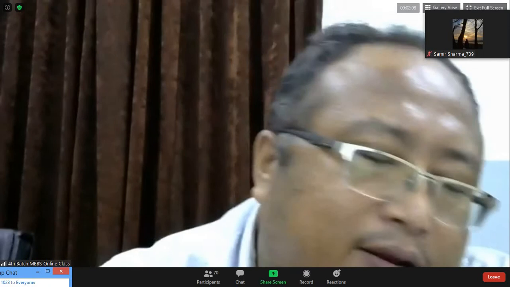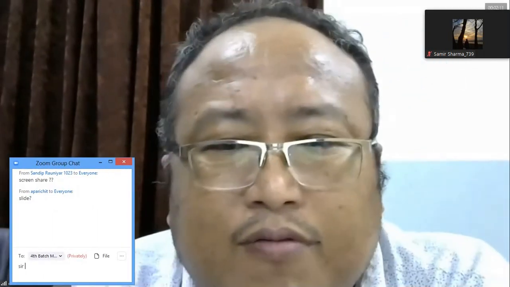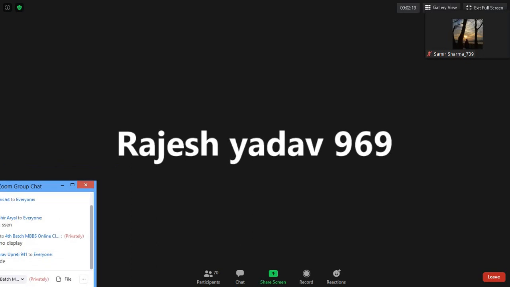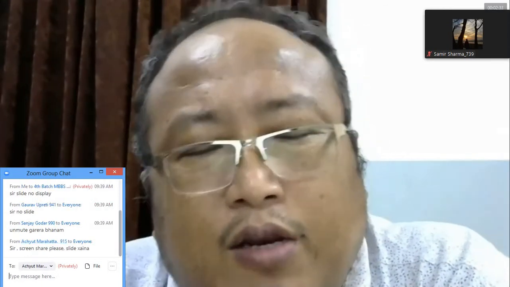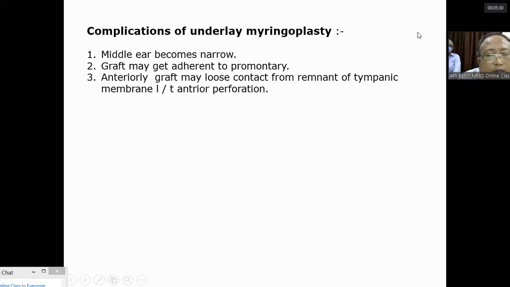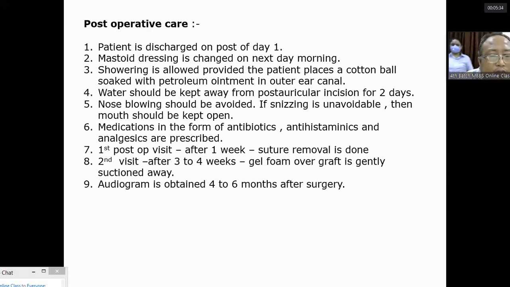There may be a visit to remove the suture and to remove the ear pack kept in the ear canal, and to obtain an audiogram after 3 to 6 months to see whether there is improvement of hearing or not. During that, we examine for graft uptake, meaning the graft is well placed. After performing the surgery under local anesthesia, the patient may be discharged after being kept in the post-operative area for almost 4 to 5 hours.